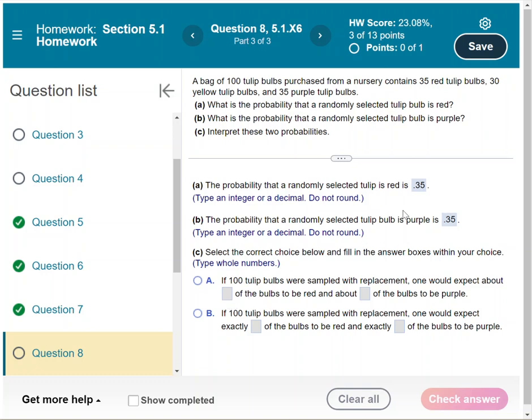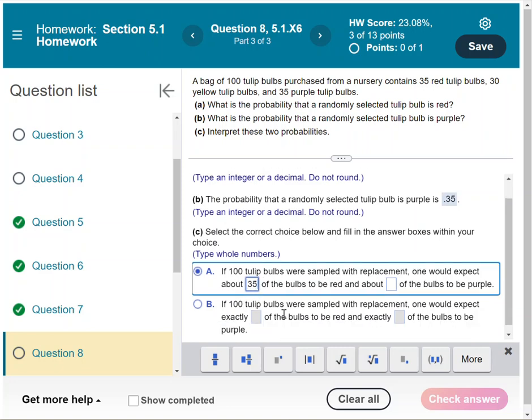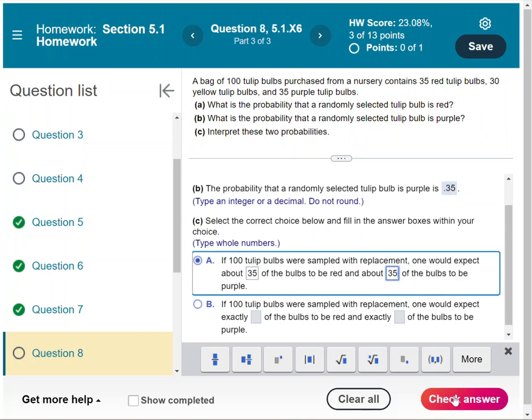Well, based on our information here, 35 out of 100, and you can see that from where we started, 35 of the 100 were red and 35 out of the 100 were purple. So we would expect if 100 were sampled, about 35 would be red, and about 35 would be purple.